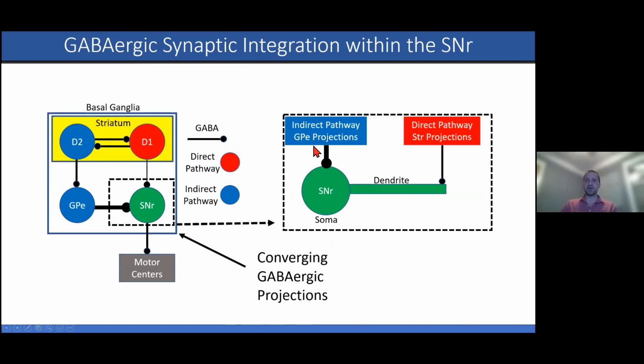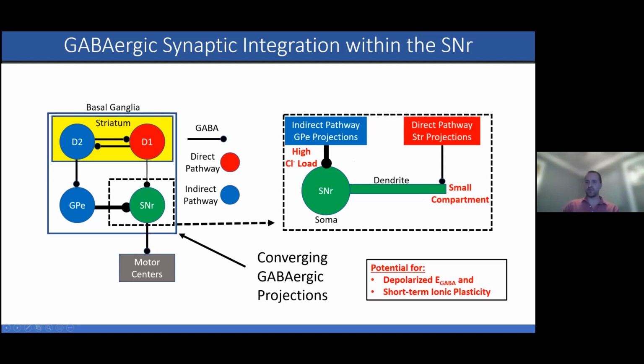So GPE neurons outnumber SNR neurons and they broadly project to the SNR, and GPE neurons fire at a high tonic firing rate. So this is going to provide a high chloride load to the soma of SNR neurons. And out in the distal dendrite, as you'd expect, the compartment size is very small. So within the SNR, you have the potential for both depolarized E-GABA from large tonic chloride load, and you also have the potential for short-term ionic plasticity due to the compartment size.